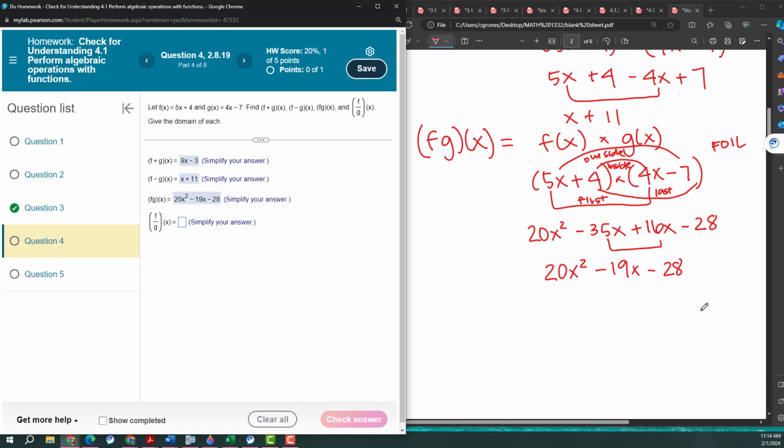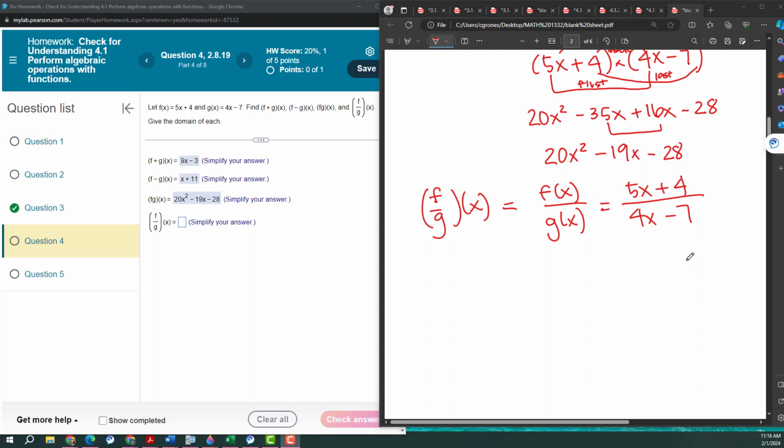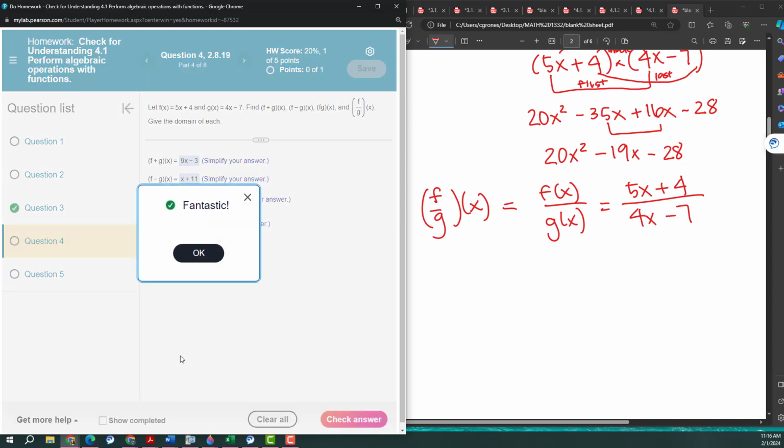And then the last one, we're going to divide. So f over g of x equals f of x divided by g of x. So we've got 5x plus 4 divided by 4x minus 7. So we are going to leave our answer like this. So I need a fraction. We've got 5x plus 4 divided by 4x minus 7.